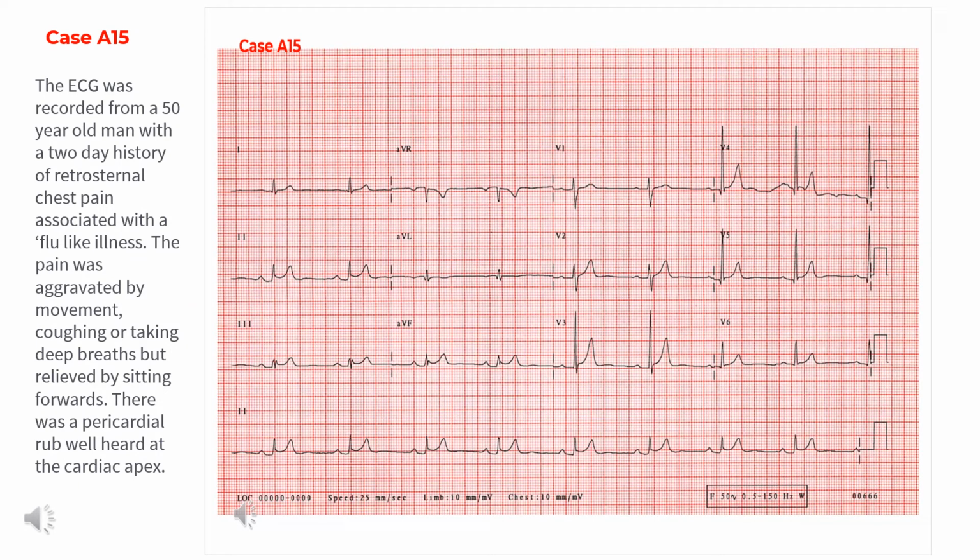Case 15. The ECG was recorded from a 50-year-old man with a 2-day history of retrosternal chest pain associated with a flu-like illness. The pain was aggravated by movement, coughing or taking deep breaths, but relieved by sitting forwards. There was a pericardial rub well heard at the cardiac apex.